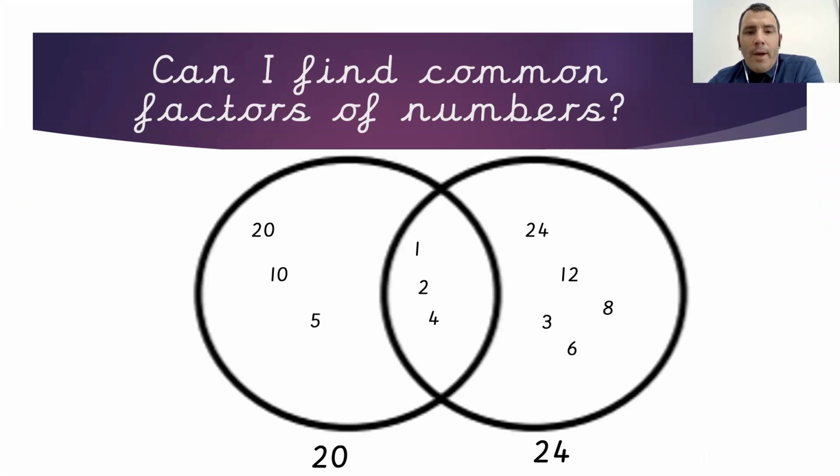Okay, here we are. Here are your answers. So the pairs for 20 were 1 and 20, 2 and 10, 5 and 4. And the pairs for 24 were 1 and 24, 2 and 12, 4 and 6, and 3 and 8. And out of those, the common ones were 1, 2, and 4.